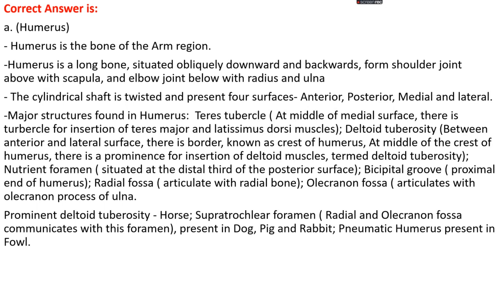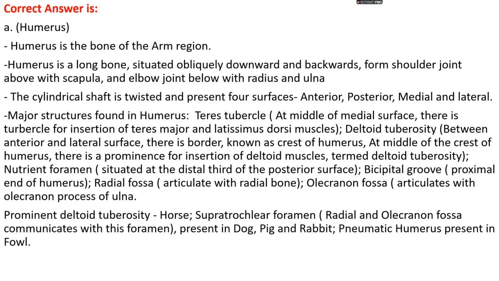The second structure we find on the humerus is the deltoid tuberosity. Between the anterior and the lateral surface, there is a border which is known as the crest of the humerus, and at the middle of this crest of the humerus, there is a prominence for the insertion of the deltoid muscle, that is known as the deltoid tuberosity. Okay, while the nutrient foramen is located at the distal third of the posterior surface.